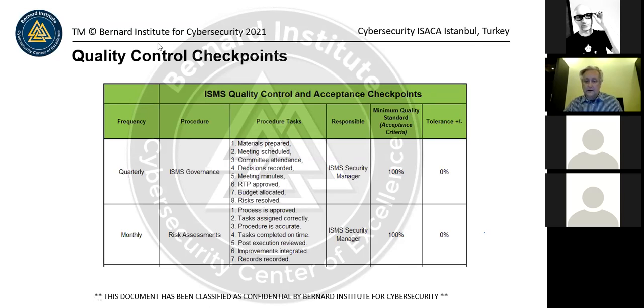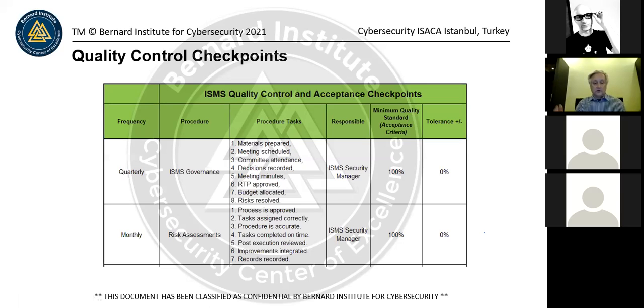And finally, on quality control checkpoints, you can decide what is the minimum level of quality that I want to see. So if I have 8 checkpoints, how many of those actually have to produce evidence in order for me to be satisfied that this procedure is functioning normally?